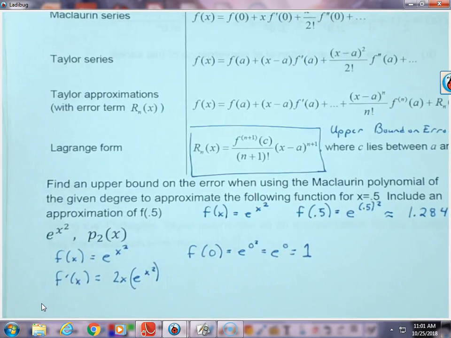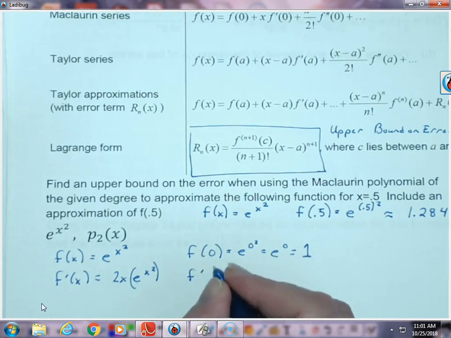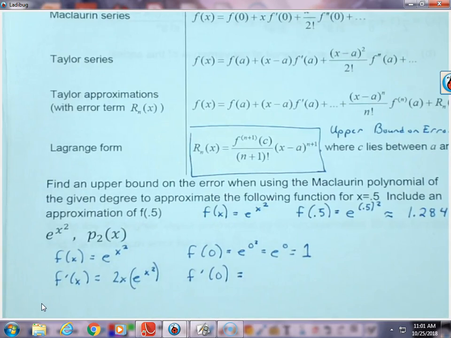My mind doesn't work in that order, but she's absolutely right. So the derivative of e to the x is e to the x. The derivative of e to the x squared is e to the x squared times the derivative of the exponent, which is 2x. Okay, so I need to substitute 0 into that. So what is that going to be? 0. Okay, because you'll have 2 times 0 times 1, so that's just 0.